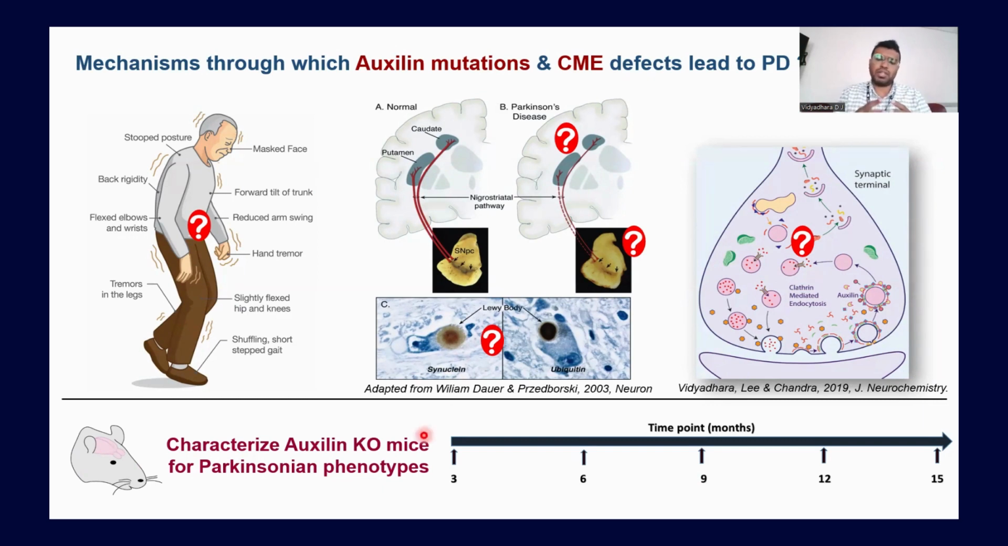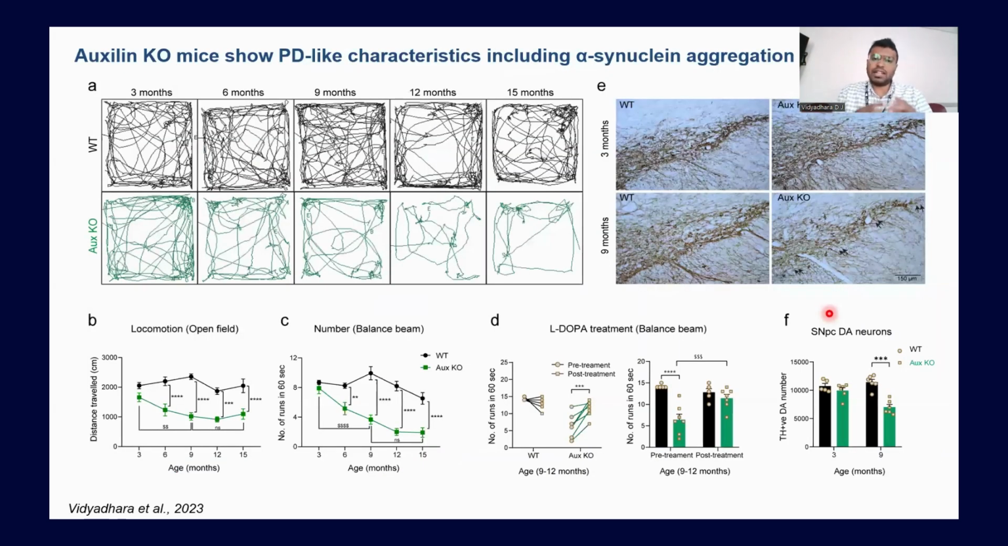And we did that by using auxin knockout mice. We characterized the mice to see if they develop Parkinson's phenotypes, then went into the mechanisms. And our study clearly shows that auxin knockout mice show typical age-related Parkinson's disease-like phenotypes. They don't have any phenotypes, either in behavior, histology, or synuclein aggregation at 3 months. They start showing these phenotypes 9 months onwards. And what's interesting, they also respond to L-DOPA treatment, which is a gold standard treatment for Parkinson's disease. So it clearly says we can use auxin knockouts as a model to study clathrin-mediated endocytosis.